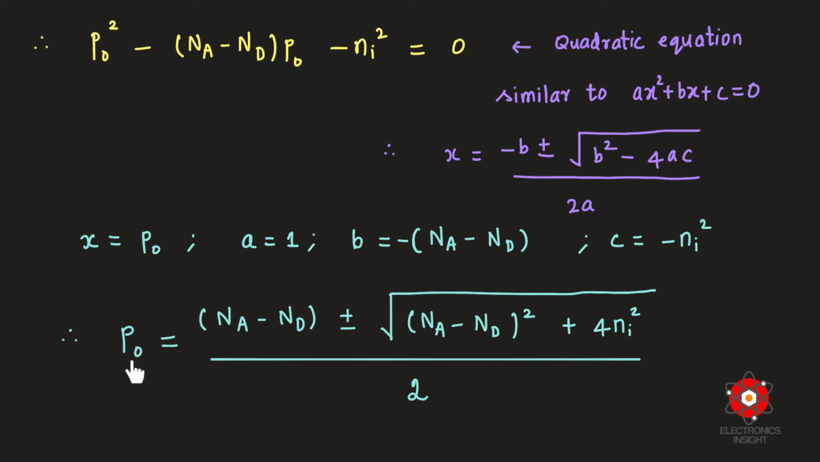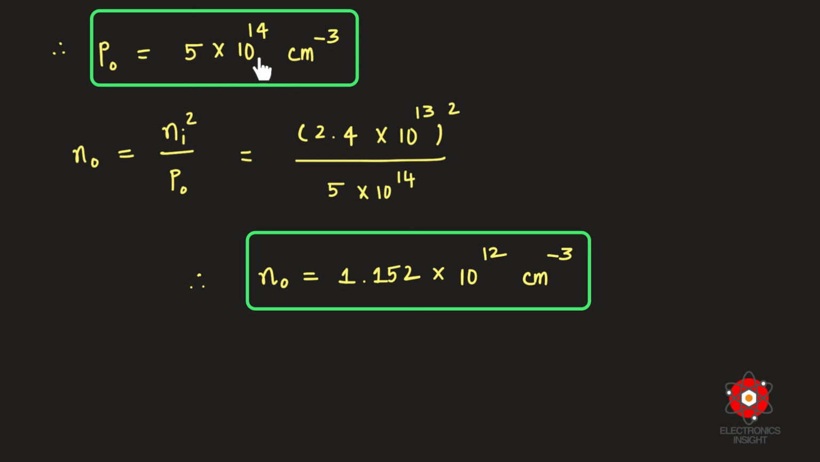P naught, the final value that we need to identify, is the hole concentration. That can be solved by substituting Na minus Nd, which is available in our hand, and ni, which we identified in the first part of this same problem. After substituting all these things, the final value of p naught is 5 into 10 to the power 14 per centimeter cube. This can be extended further with the mass action law to identify the electron concentration, by substituting the intrinsic carrier concentration obtained from the first part of this problem and the p naught we have just identified as 5 into 10 to the power 14. With that, we can identify n naught, which is 1.152 into 10 to the power 12 per centimeter cube.